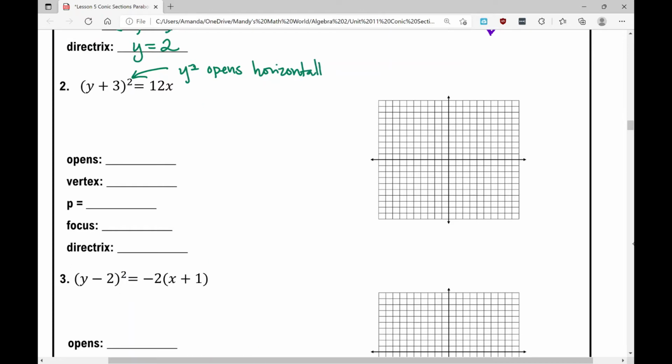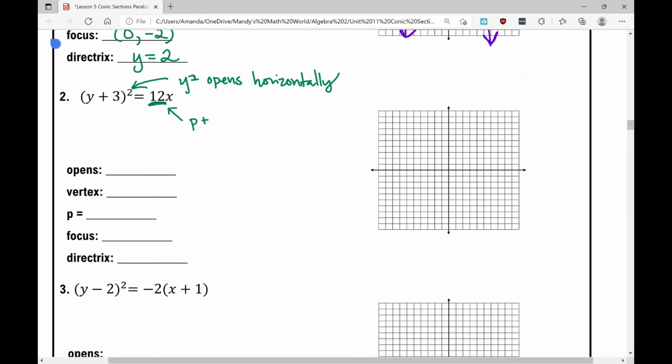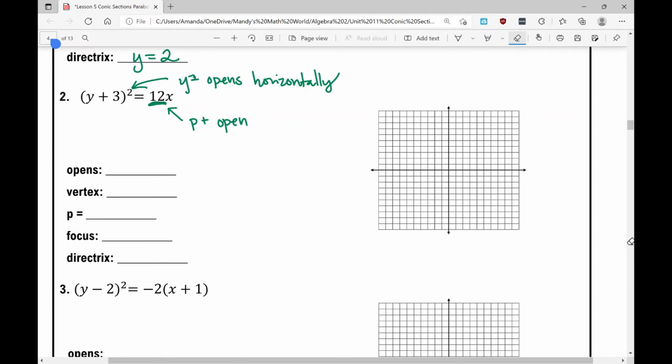So now which way is it going to open? Is it going to open to the right or is it going to open to the left? If p is positive, it opens right. If p is negative, it opens left. So I'm going to look right here, and I can see that p is positive. Now that's 4p, right? 12 is actually 4 times p, but I know that it's positive, so p is not going to be negative. So p is positive, so it opens right. And I'm going to write that down.